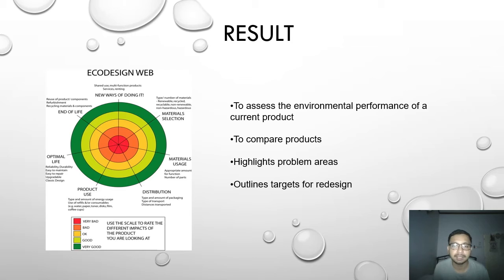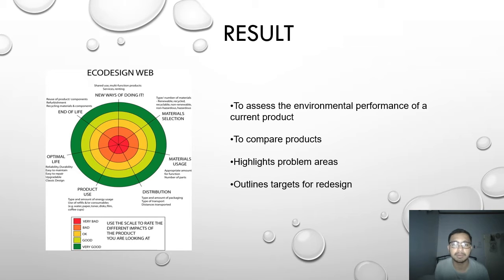After that, the eco design web is used to compare products. When we make a product, we can compare it with another product which has a very good environmental impact. In this case, we can choose a very good product to produce in manufacturing with a good environmental impact. And after that, the eco design web can highlight our problem areas, which areas have the most problems.